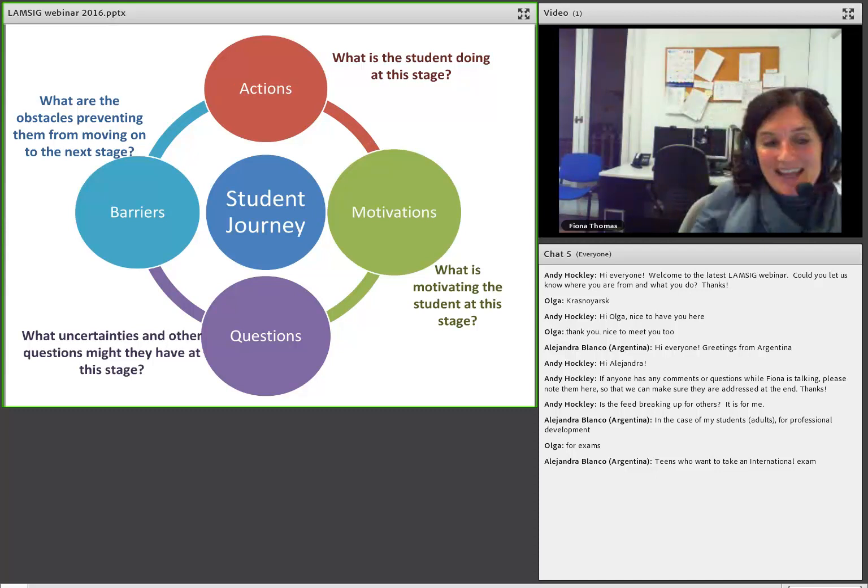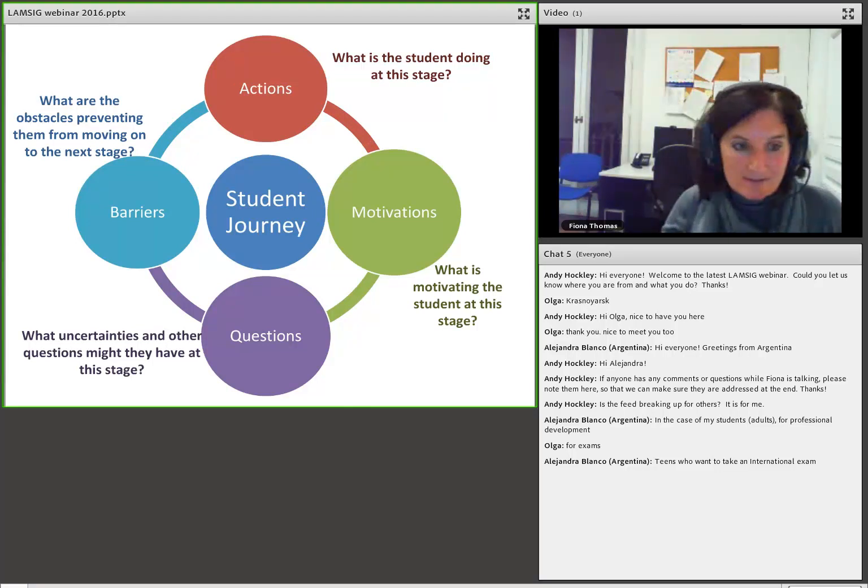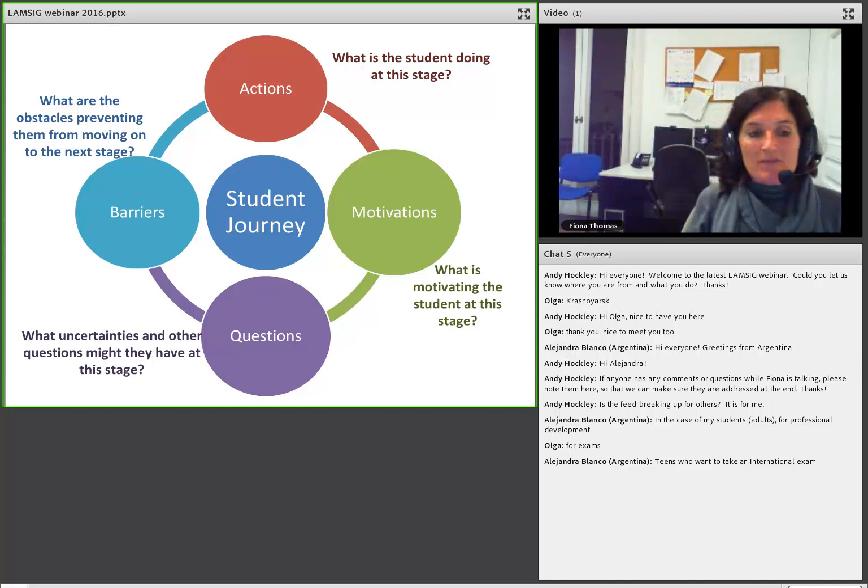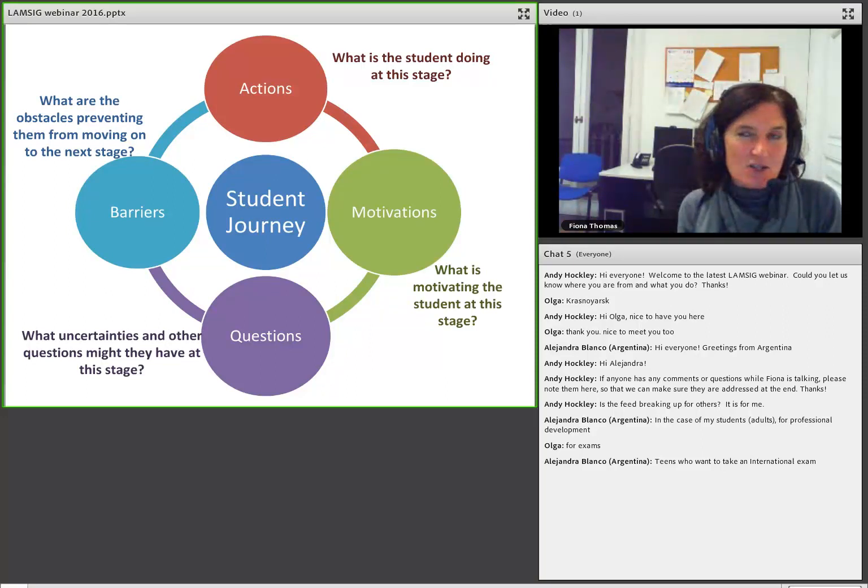Can they cancel classes? Can they recuperate classes? A whole series of things like that. And then finally, you need to ask yourself about the barriers. Now, barriers: what are the obstacles preventing students and clients from moving on to the next stage, which in our case here, the first stage, is what's preventing them from actually signing up for a course or signing a contract. So you need to ask yourself, well, can they pay for the course on the website?